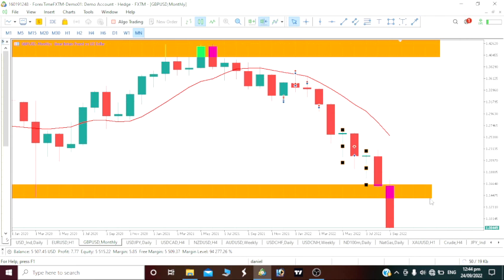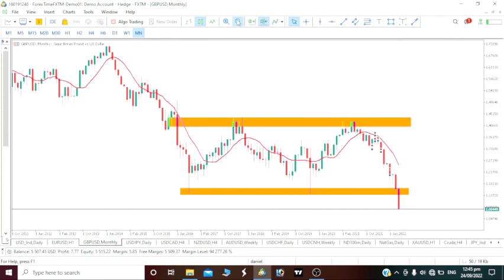But due to the fundamental aspects of our USD, which means our USD is still going to continue to drop, until we start getting positive news on the USD, this GBP will continue to rise. If not, we will continue to see this drop on our GBP, except there's positive news that comes out on our GBP. If not, we will continue to see a drop. So on the monthly time frame, we are still bearish.